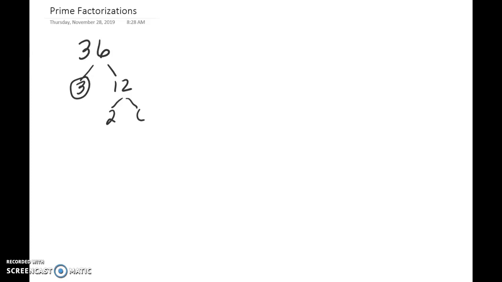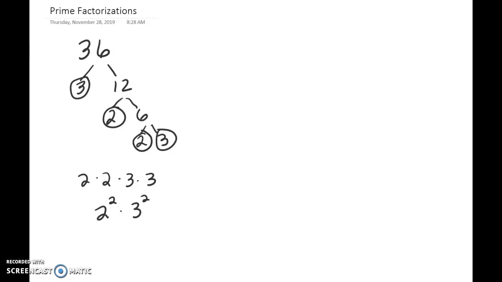Say 2 and 6. 2 is a prime factor, but 6 is not, so we'll break 6 up into 2 times 3. Since 2 is prime and 3 is prime, we're done. We've found the prime factorization. It's all those numbers that I have circled. We can write it as 2 times 2 times 3 times 3. Or if we want to use our exponents, we can write 2 squared times 3 squared.